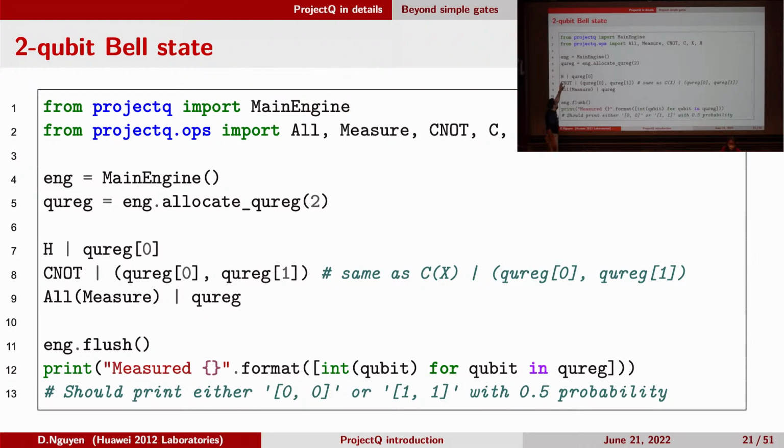Essentially because this qubit now, because of the Hadamard gate, is 50-50 between 0 and 1, and then you constrain the others with the CNOT operation. So then all of the qubits are either 0s or 1s.